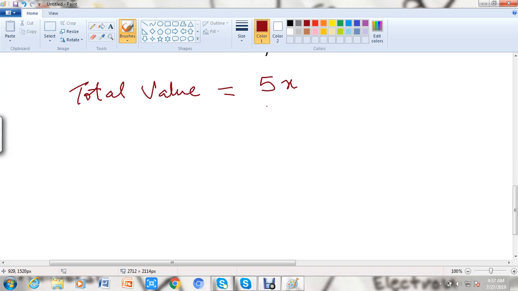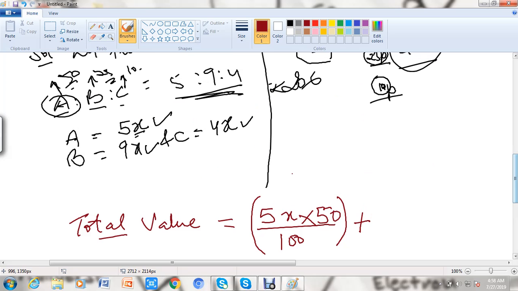Similarly, total value means I have to add this with the 25 paisa, right? How many were there? Here, see, 25 paisa, 9x. So I'm going to add here 25 paisa means 9x. Money is how much? 25 paisa. To convert it into rupees, we are going to divide it by 100.